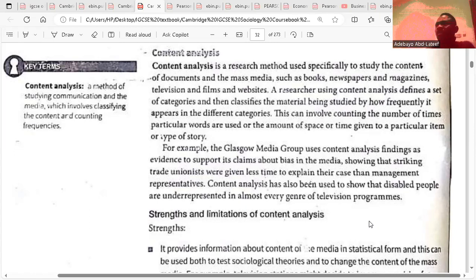Primary research, right? No, secondary. Secondary. Yeah. So for content analysis, I think you get it. It's a method used specifically to study the content of documents used by the mass media. So that is what content analysis is. Okay. So with content analysis, it is classified based on the frequencies that it appears in different categories.